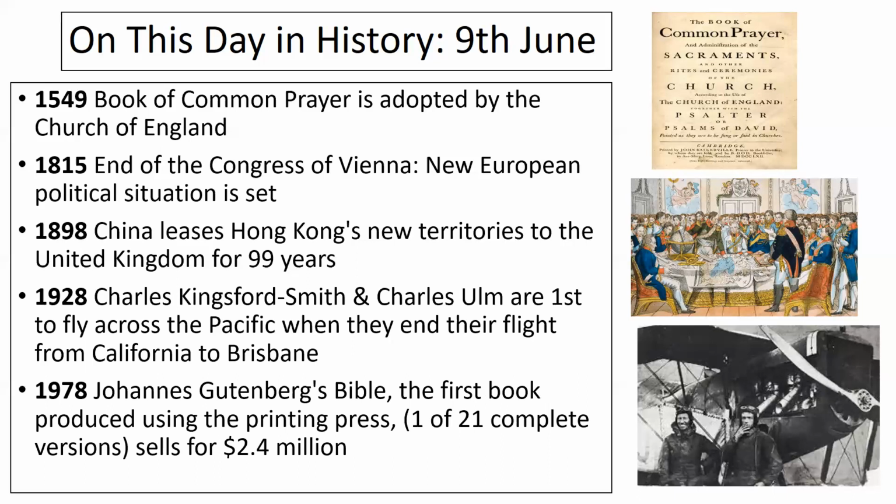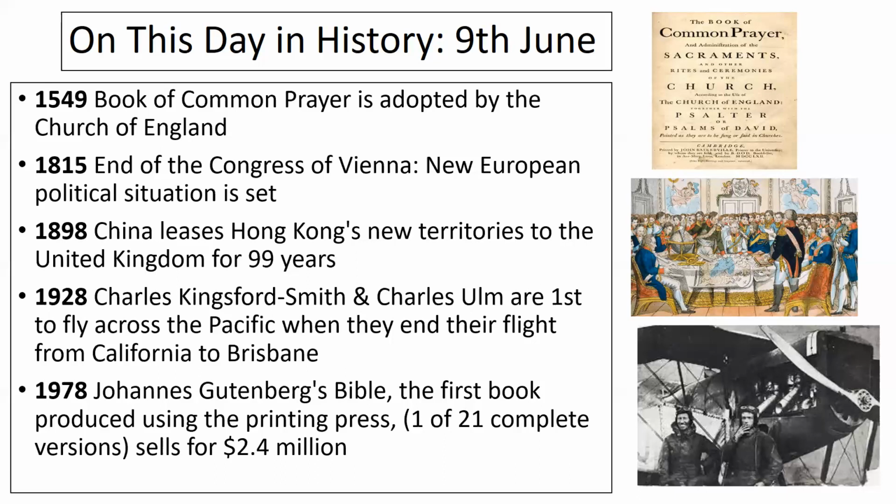And on this day in 1978, bringing us sort of full circle from our first event, 1549, a copy of the Johannes Gutenberg Bible, printed with the first printing press, the Gutenberg printing press, officially known as the first book produced using modern technology, sells for $2.4 million for one copy of this book. It would have sold for much, much more, but there are 21 versions in existence. If there were only 3 versions, for example, you would imagine that would sell for much, much higher.